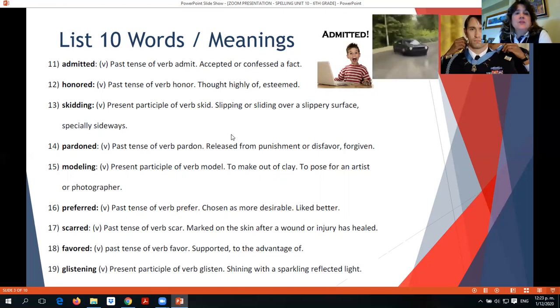Skidding is the present participle of the verb skid, and it means to slip or slide over a slippery surface, like this car. This car is skidding on wet pavement, okay? It's going from side to side.